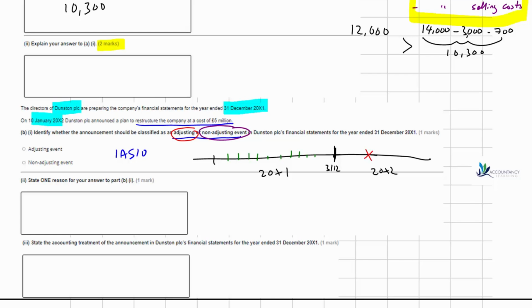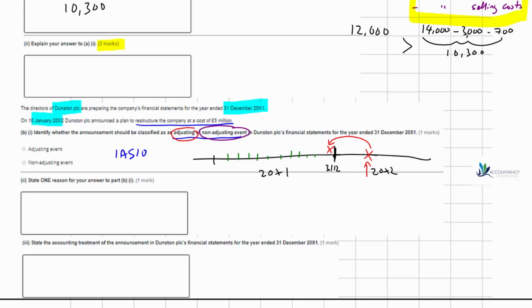So it all really depends on whether the conditions existed prior to the end of the year. We may have some new information after the end of the year, but if that new information relates to conditions which existed at the year end, then it would be an adjusting event. But if the conditions did not exist at the year end, then it would be a non-adjusting event.